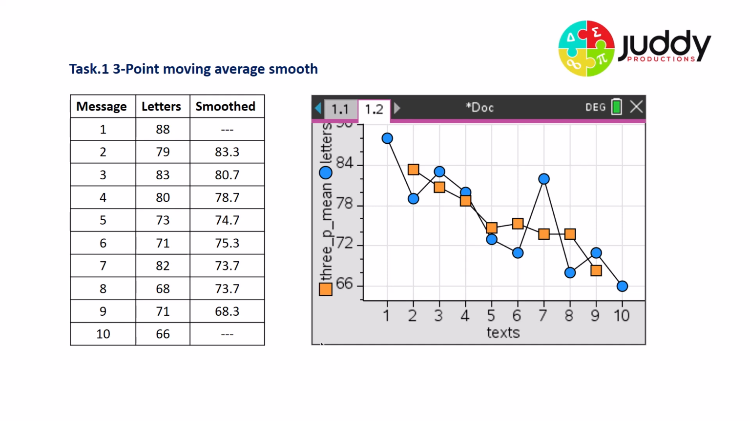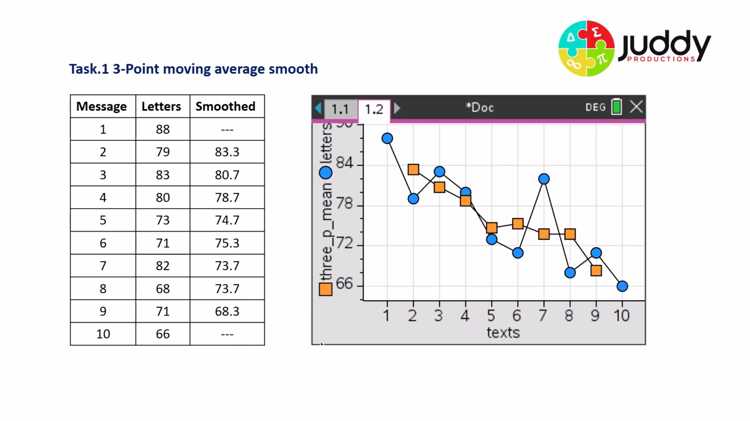Of course, the cost of smoothing that data with a 3-point moving average is that we lose data for text number 1, the first set of data, and we lose data for text number 10, the last set of data, as we've seen with the line here in the table and the line here in the table.